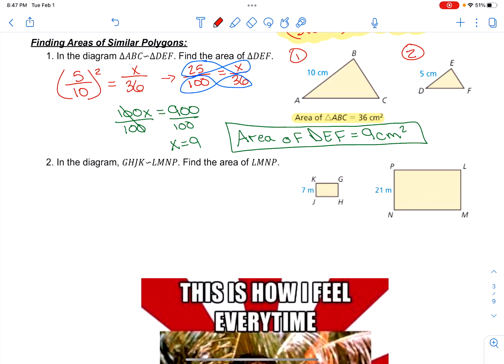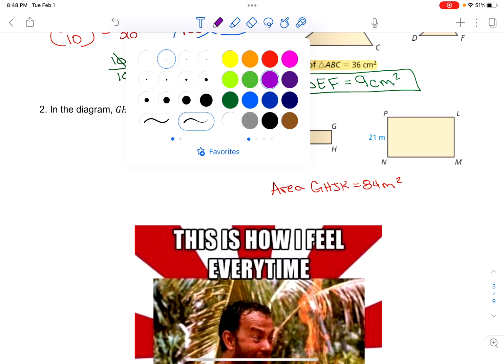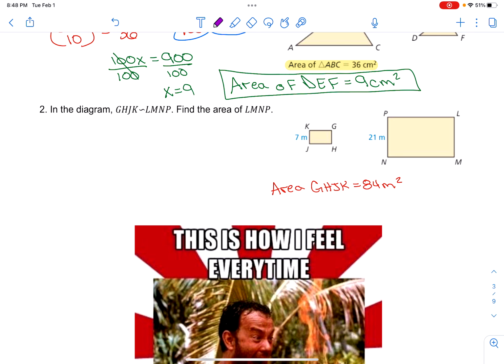And on this last one, I'm not sure what happened, but the information got cut off. So we know that the area of GHJK is 84 meters squared. That was supposed to have been given to you, but like I said, for some reason it got cut off. Okay, so in the diagram, GHJK is similar to LMNP. Find the area of LMNP.